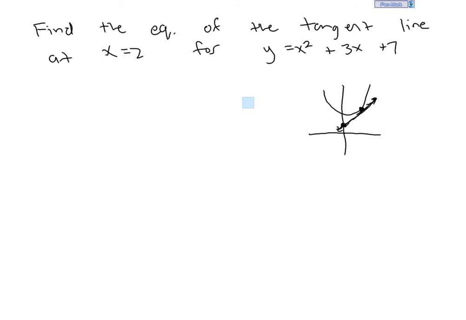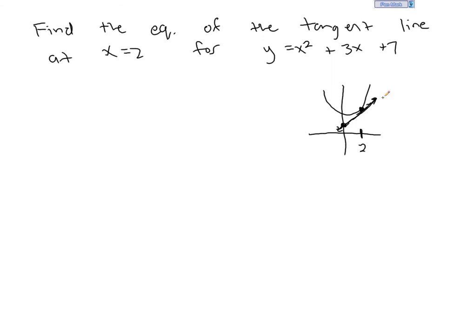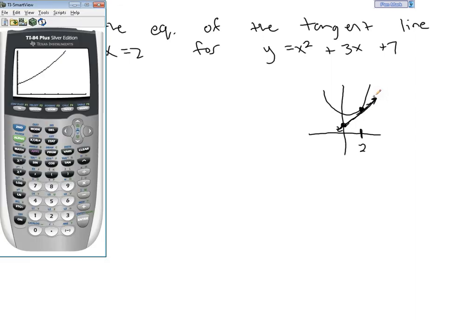Okay, so this is sort of an illustration of y equals x squared plus 3x plus 7. It's a parabola. And then over here at x equals 2, we're interested in having the equation of that tangent line. So first of all, let's look at the graph of this thing. I've just zoomed in on a specific part of this graph. X goes from 0 to 5, y goes from 0 to 30, so I get a nice little picture. Here's the point that I want to know the slope at.